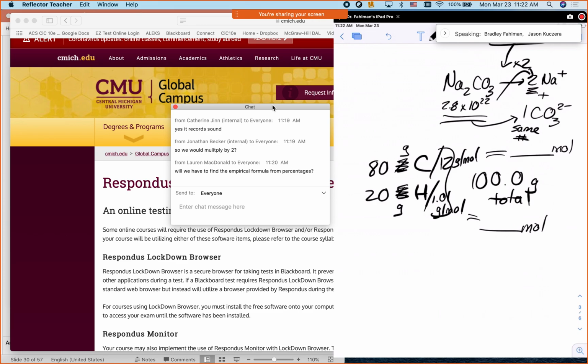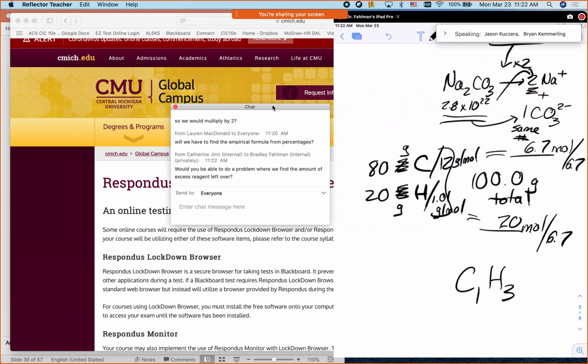Then, to show the steps here, 80 divided by 12 is 6.7, and that's just 20 for hydrogen. Then you divide by the smaller number. So then you get C1 H3 for this. So CH3 would be the empirical formula.